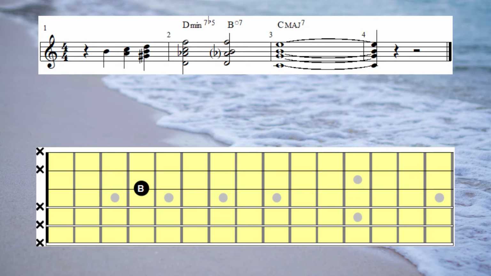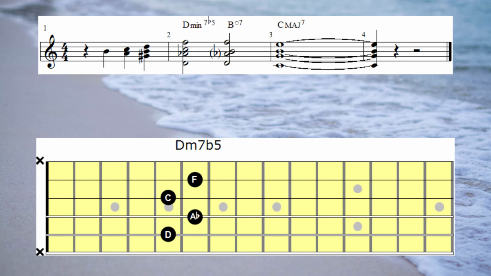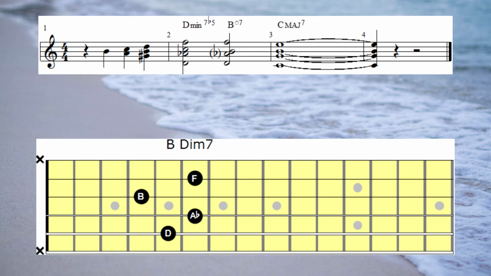Okay, let's develop that idea a little bit further. We'll use the same harmony in the first bar, only this time in the second bar I'm going to play D minor 7 flat 5 for 2 beats, and then play a B diminished 7th chord under the second F note in bar 2.